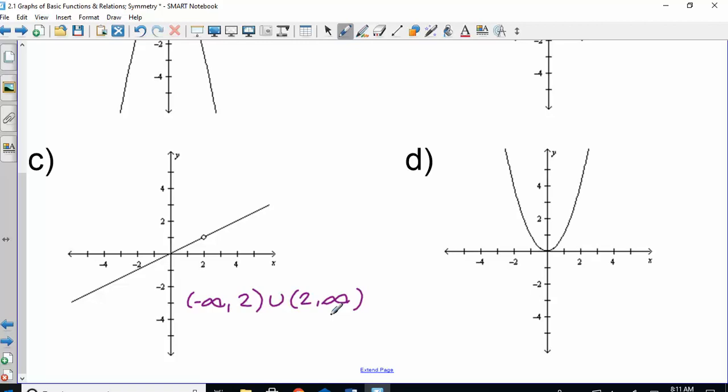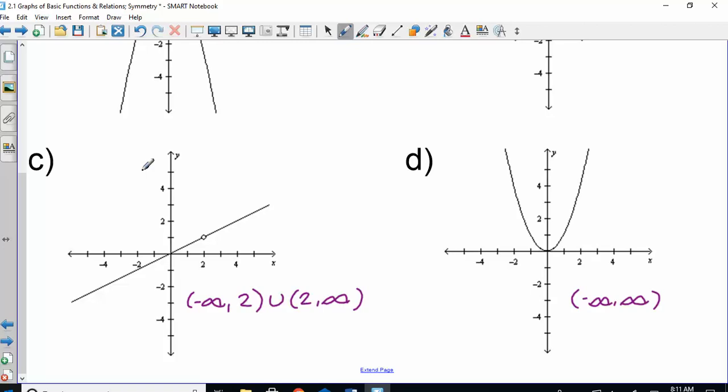All right, what about the last one? Right, it's just a parabola. It is continuous everywhere. All right, do you guys understand what it means to be continuous? Second thing we're going to talk about, increasing, decreasing, and constant.